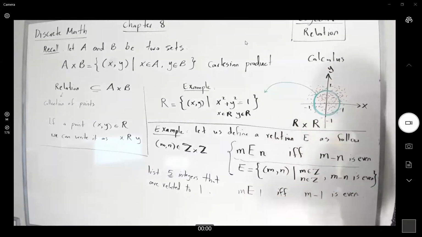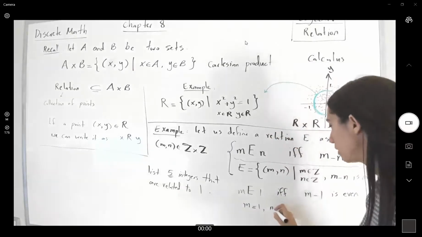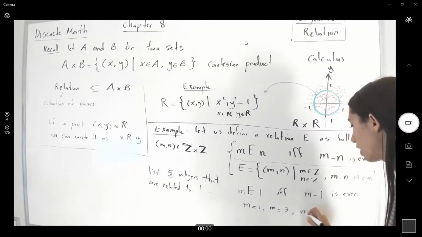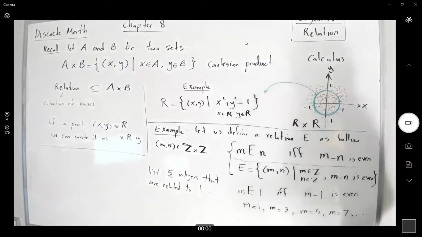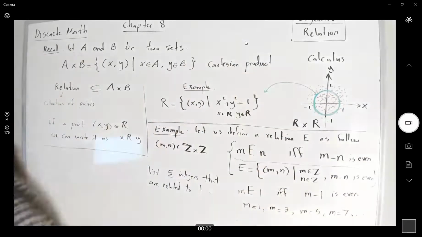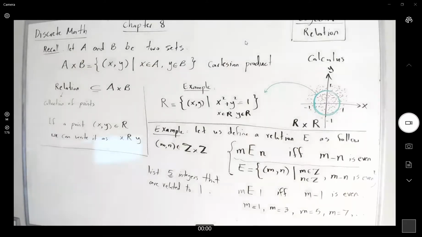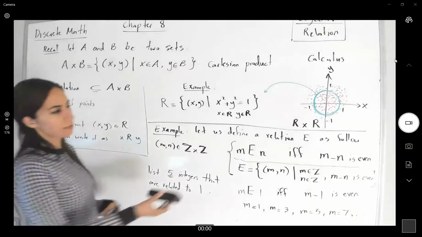The very first one, m equals 1. m can be 3, m can be 5, m can be 7, and so on. So you can choose odd numbers. Odd minus 1 gives you an even integer. There you go.